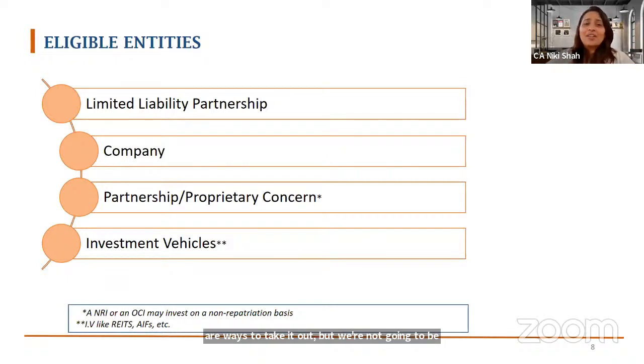So yes, partnership firms you want to invest, it will be based on non-repat basis. Rest, if you put an investment into an LLP or you're going to be investing in a company, you have the option of investing on repat basis, which means you can take back the funds outside India. Not only the principal, but the profits that you have earned over it, you can take it back outside.